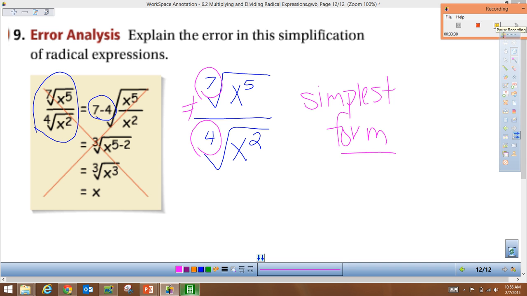Okay, this is going to conclude our lesson. There will be no exit slip today. So, get to work on your worksheet. There are 2 of them. One will be simplifying and one will be multiplication and division.